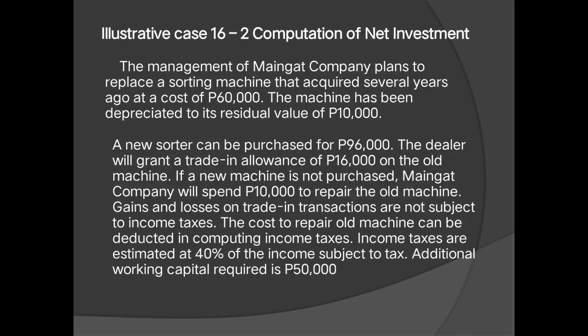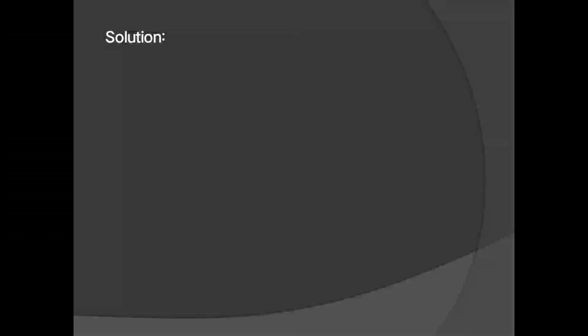If a new machine is not purchased, Maingat Company will spend 10,000 pesos to repair the old machine. Gains and losses on trade-in transactions are not subject to income taxes. The cost to repair old machine can be deducted in computing income taxes, which is 40%. Then, the required additional working capital is 50,000. So, para ma-solve natin yung net investment, ito yung formula doon.